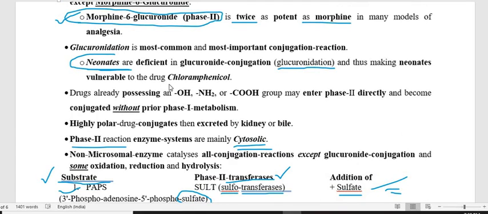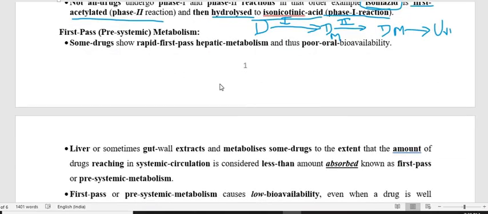The example of an antibiotic is chloramphenicol. This antibiotic is metabolized by the phase 2 reaction, glucuronidation, and the enzyme for this reaction is lacking in neonates. If it is lacking, then chloramphenicol is not metabolized or is metabolized slowly, and therefore accumulates in the systemic circulation and produces toxicity in neonates, because this enzyme is lacking in them. So this is all about the phase 2 reaction.